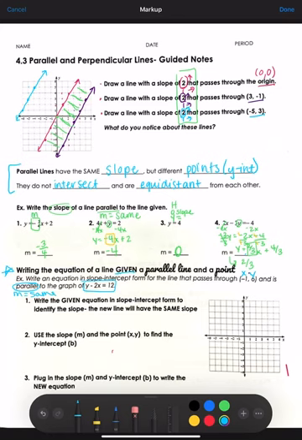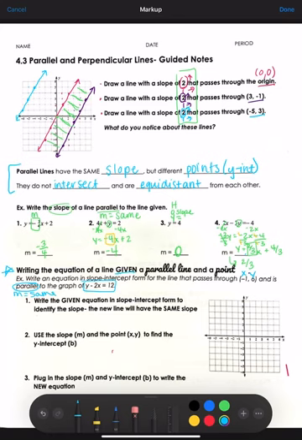So we're going to follow very similar steps to how we've been writing equations, but instead of using 2 points to find a slope, we're actually going to use this equation of a line to find our slope. So here are the steps. Number 1 says write the given equation in slope-intercept form to identify the slope. That's what we just practiced doing on 1 through 4. And the new line will have the same slope.